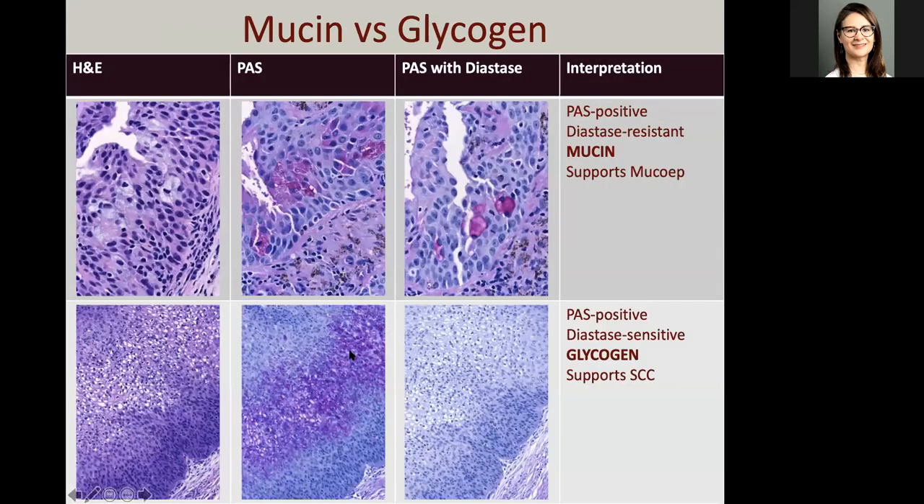If a pathologist is not sure whether some intracytoplasmic material is mucin or not, we can use PAS with diastase. Periodic acid Schiff is a stain that will stain both mucin as well as glycogen. Diastase will digest out the glycogen, but the mucin is resistant. So here's how we can use a simple stain to help us determine, in this case on the top, true intracytoplasmic mucin of a muco-ep versus just intracytoplasmic glycogen of, for example, a squamous cell carcinoma.